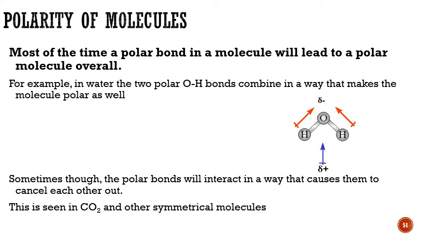So for example, an O-H bond in water is polar, where the oxygen is more negative. And then we have two of those bonds, so they both pull toward the oxygen, meaning that overall the oxygen end is more negative and the hydrogen end is more positive. So water is also a polar molecule. It has polar bonds, and together those polar bonds make a polar molecule. However, there are just a few instances where the polar bonds interact in a way that causes them to cancel each other out, which we'll see on the next slide.